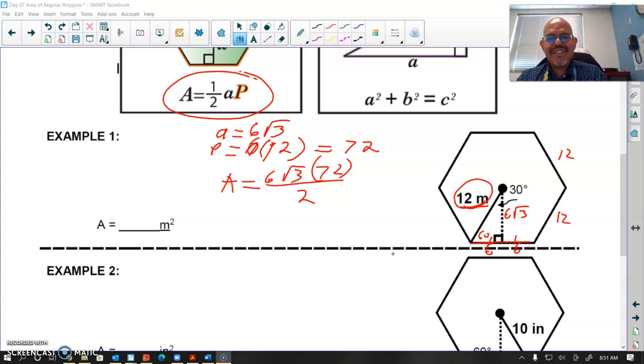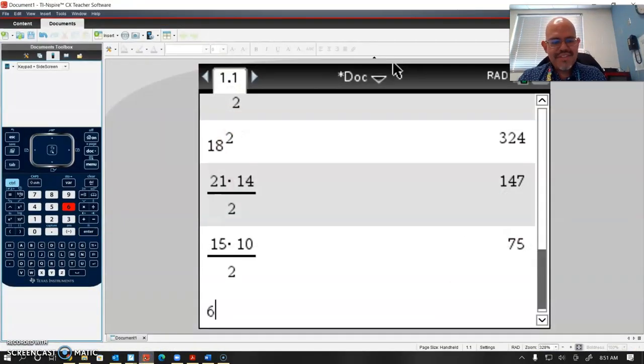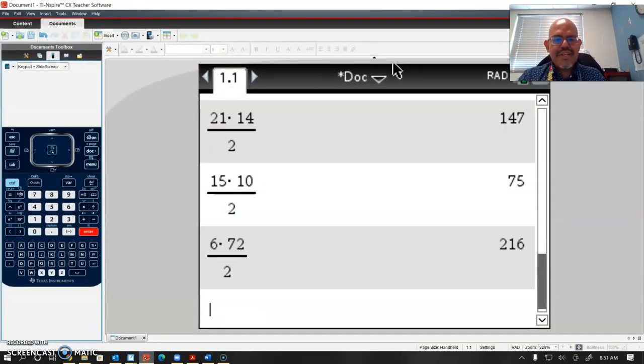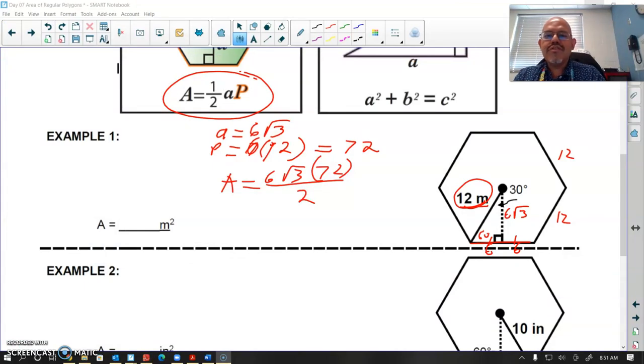So we're going to take 6 times 72 divided by 2. That gives us 216. So 216 times the square root of 3. 216 square root 3. Okay.